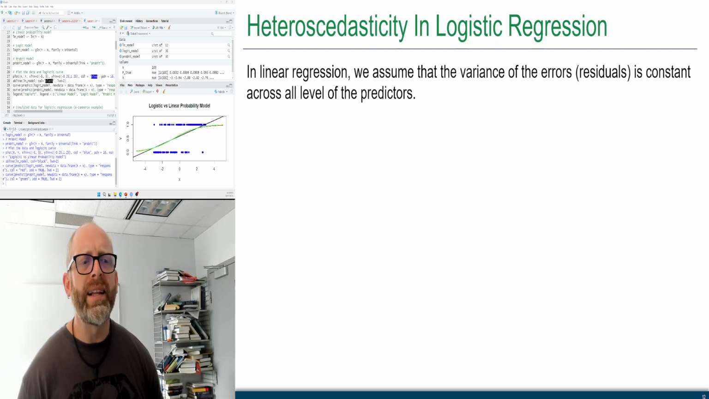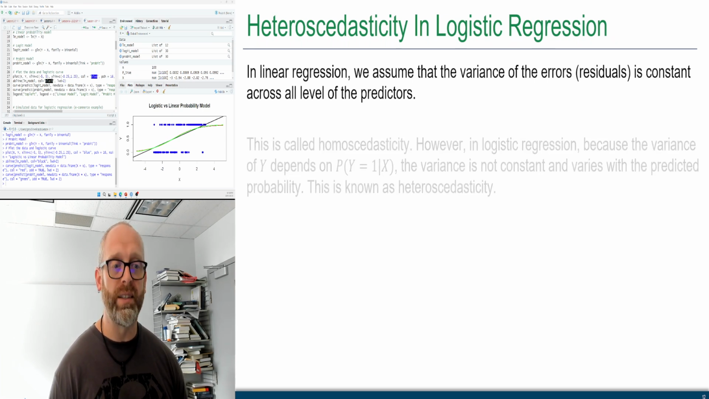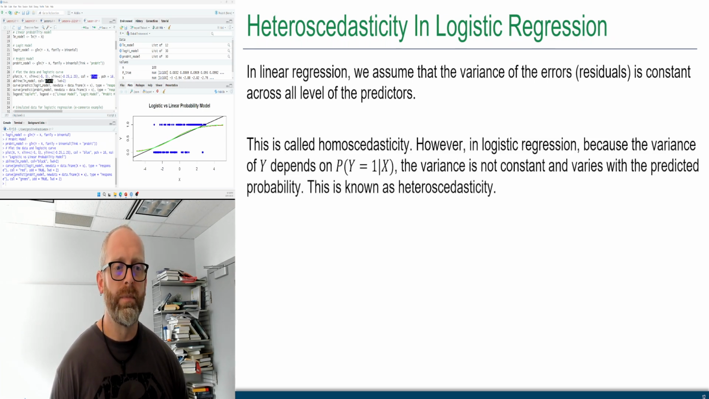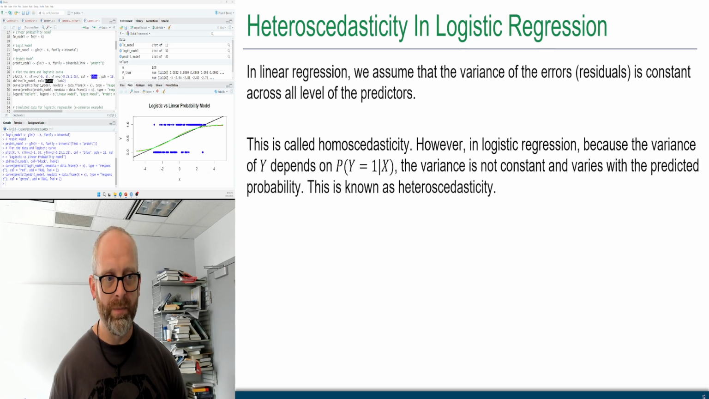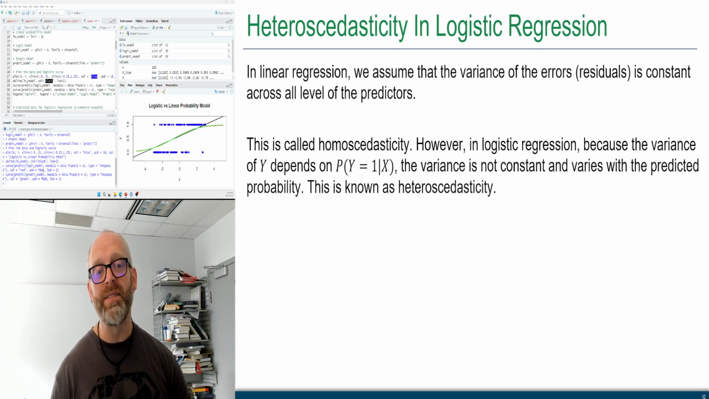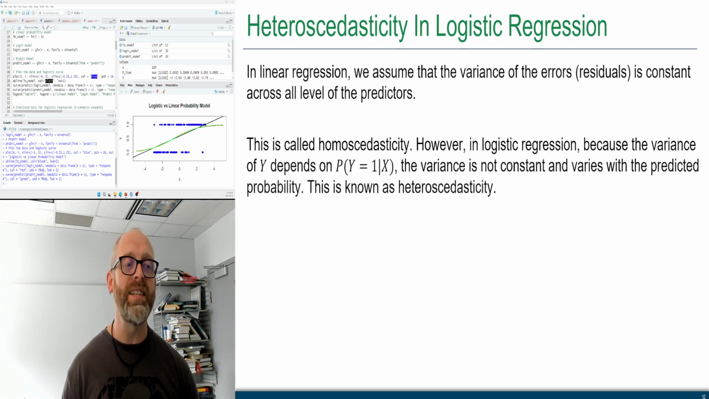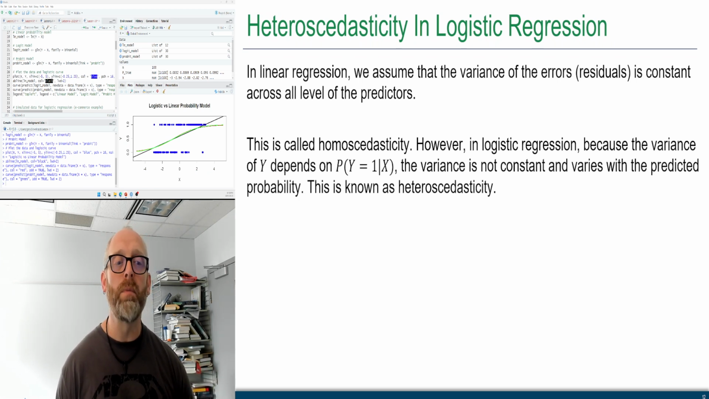All right. So in linear regression, we assume that the variance of the errors, the residuals, is constant across all levels of the predictor. So for the constant variance, this is something that we definitely need. But in logistic regression, the variance of y depends on these probabilities. So if the probability of success changes, it's going to change the probability of failure, which means we're not going to have constant variance across all of these things. So the variance is not constant and varies with the predicted probabilities.